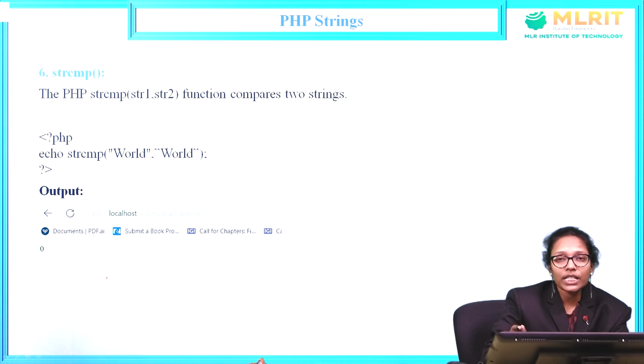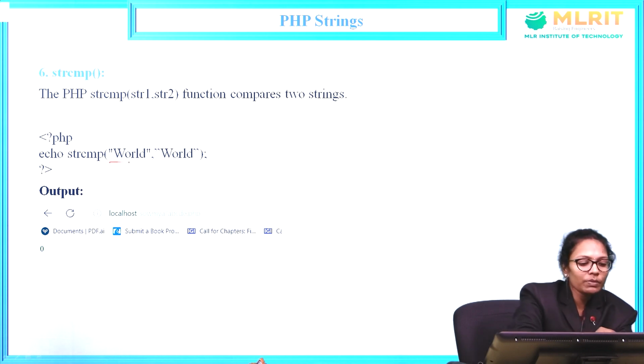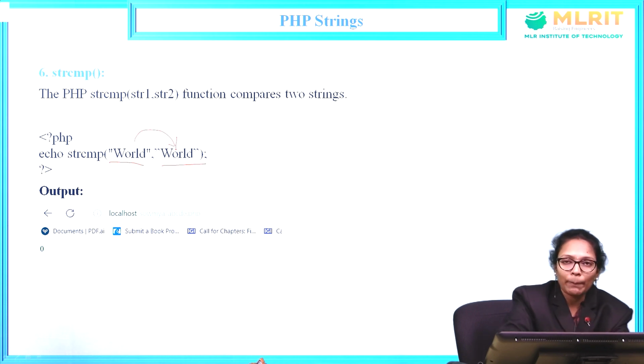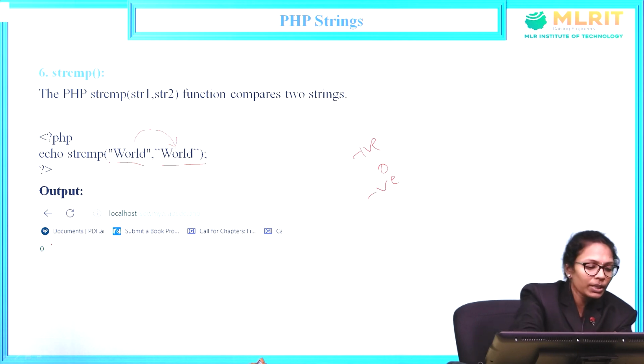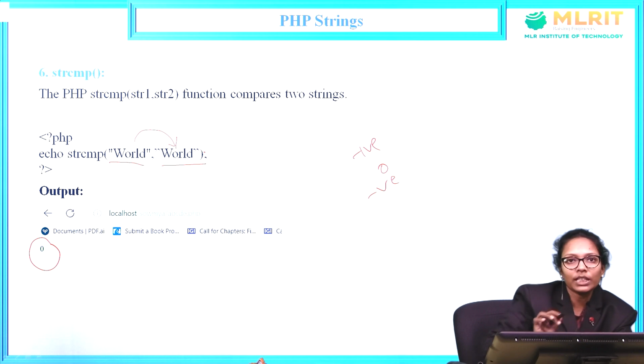Next is string comparison, strcmp. It will compare 2 strings, so it takes 2 parameters. The first parameter and the second parameter will be compared. If both are the same, it will return 0. If the first string is greater, it will return a positive value. If the second string is greater, it will return a negative value. Here I am getting the output as 0, which means both are the same, equal.